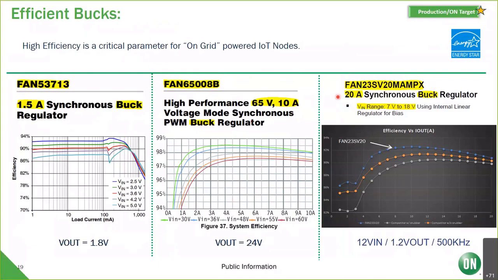And then finally, we have a 20 amp buck regulator, which takes a 7 to 18 volt input and puts out 20 amps. And it peaks up at about 92% efficiency based on the load. So 3 examples of on-grid, highly efficient devices that you consider using.